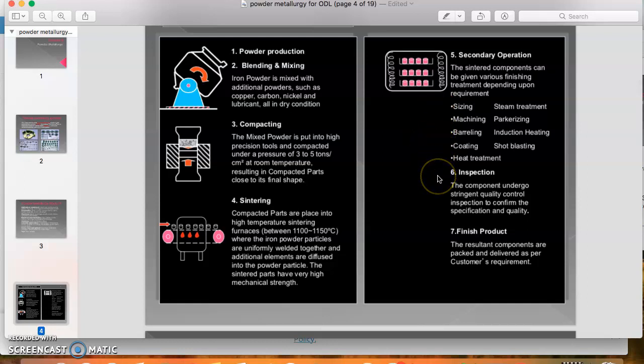And then the next process is inspection to check the quality of the product, and if nothing goes wrong, we are ready to pack the final or finished products and ship them to the customer.